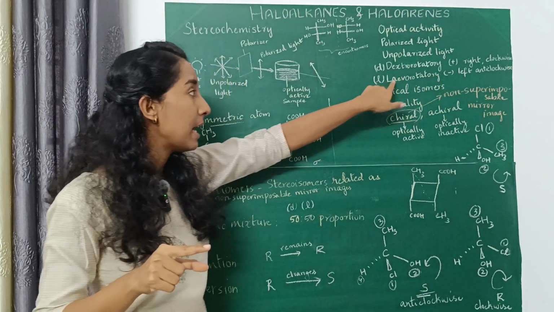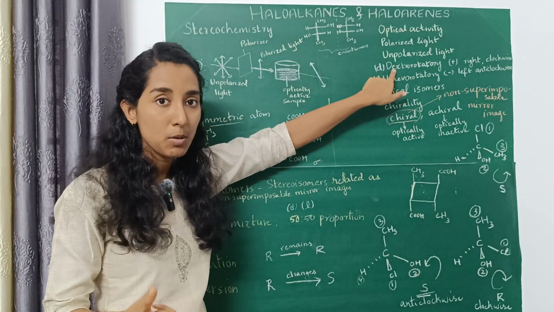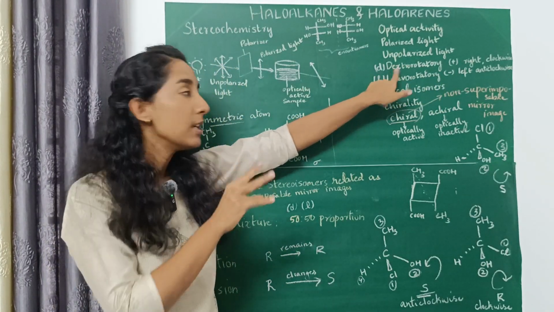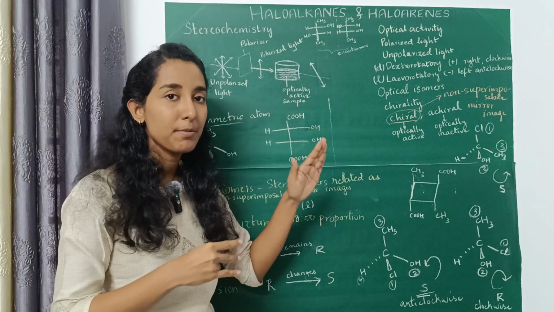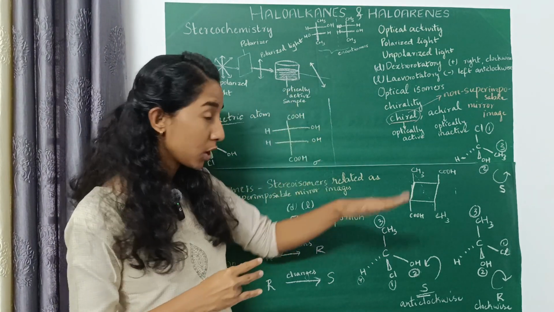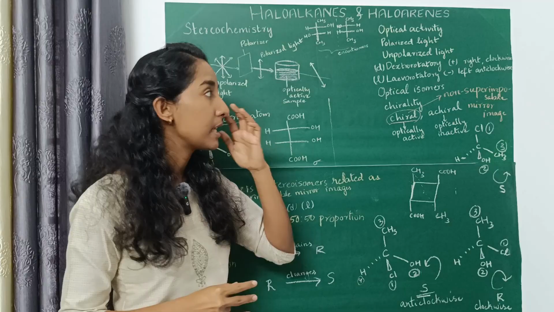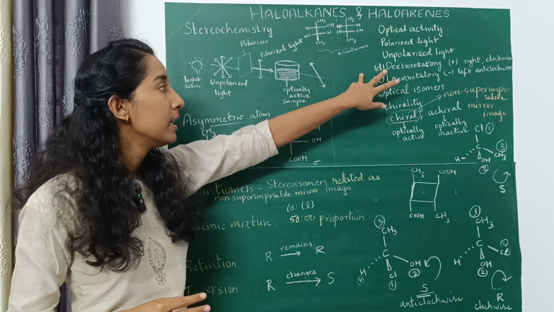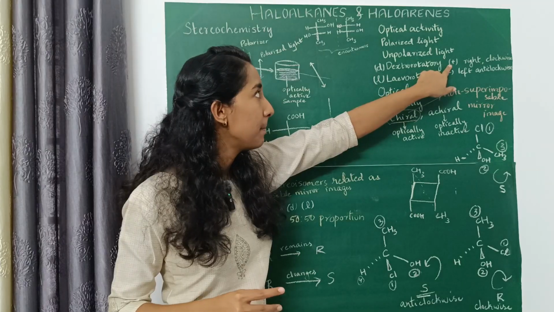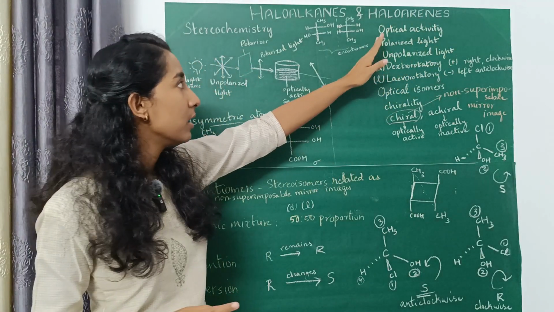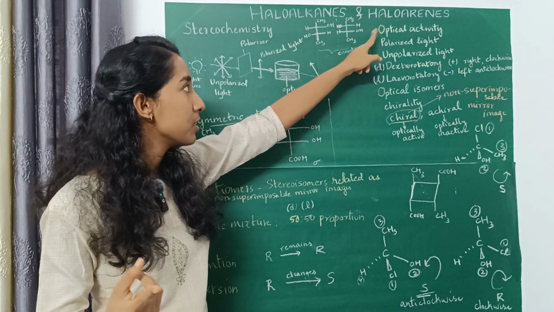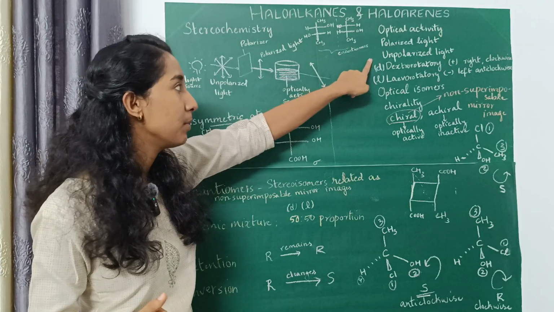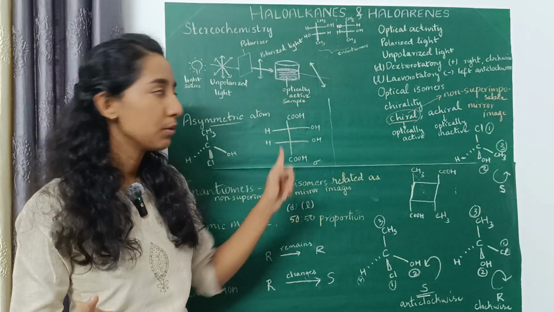You call the compound dextrorotatory if the optically active sample rotates the plane of polarized light towards right or in the clockwise direction. That sample will be a D isomer, or you represent it as plus. So now I have discussed what is optical activity, polarized light, unpolarized light, and dextrorotatory and levorotatory.